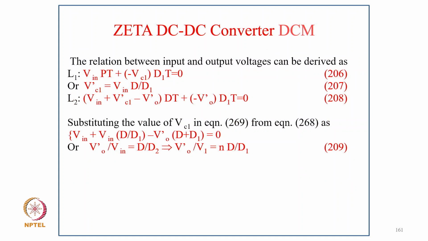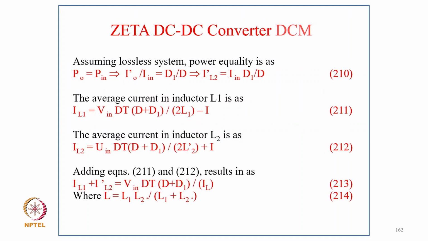So the relation between the input and output voltage can be derived. V in DT plus minus VD into D1T. So VC dash equal to V in upon D1 of T, and voltage across L2 is V in plus VC dash. C1 minus VO dash to DT minus VO dash D1T. Substituting the value of VC1 and equating to 0, V in plus V in dash D upon D1 minus VO dash D plus D1 equal to 0. So VO dash upon Vin equal to D upon D1.